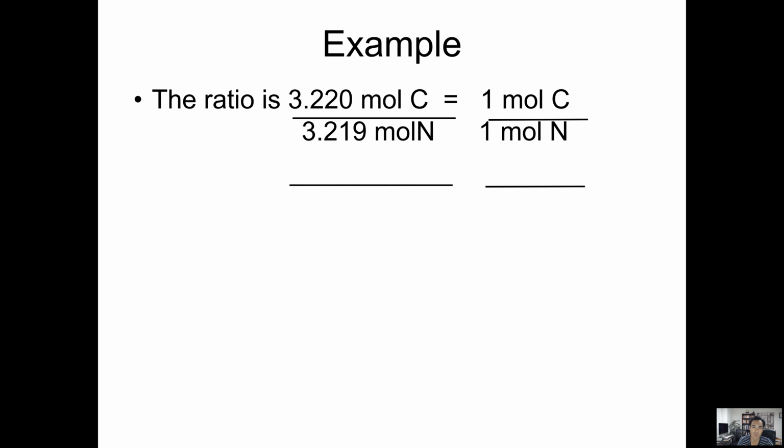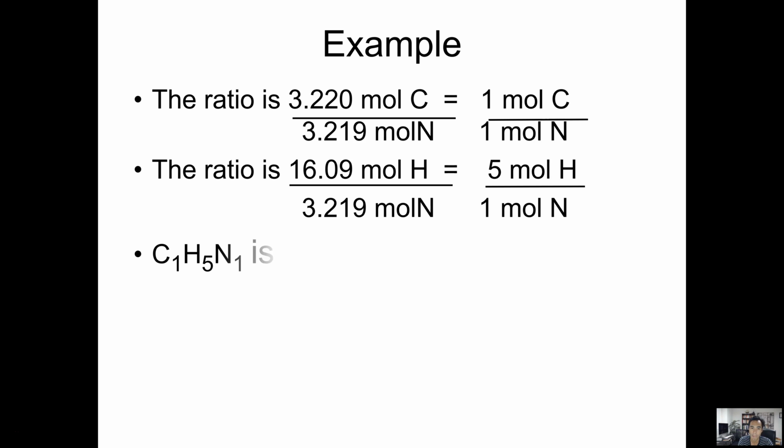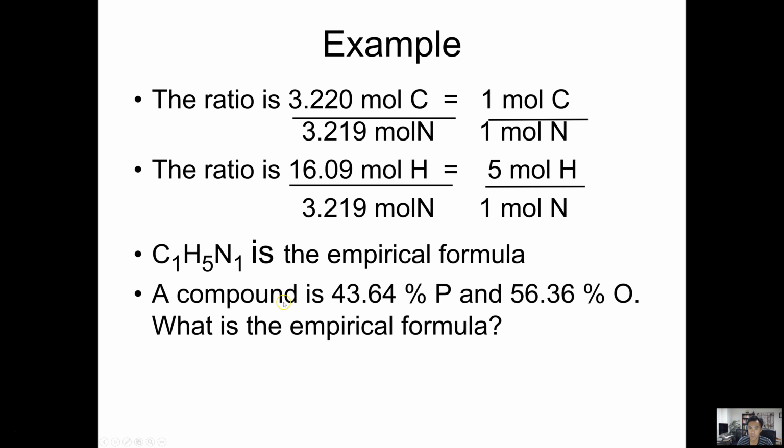So if we divide by 3.219, we're going to get about a 1-to-1 mole of carbon and nitrogen. If we divide 16 by 3.219, we should get about a 5 mole of hydrogen. Now again, we're looking at whole numbers here. And because of that, looking at our whole number ratio, it's going to be C1H5N1, a 1-to-1 ratio for the carbon to the nitrogen. So that gives us our 1 and a 1 here. And then the 5 moles of hydrogen to 1 mole ratio of that. And since you cannot divide this any further, and it is a whole number, that is our empirical formula.